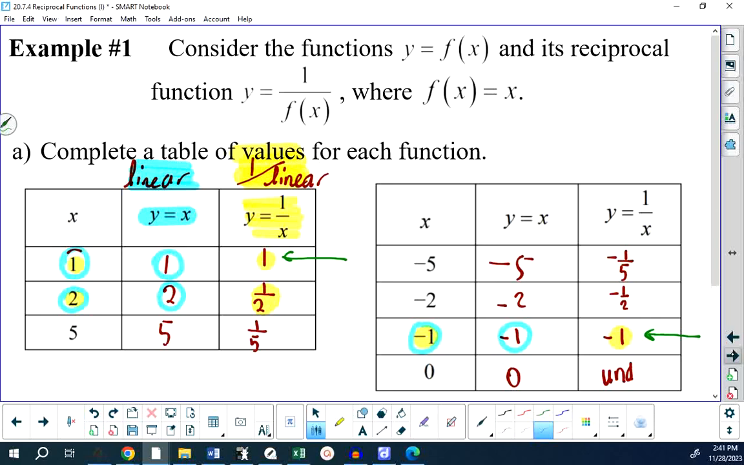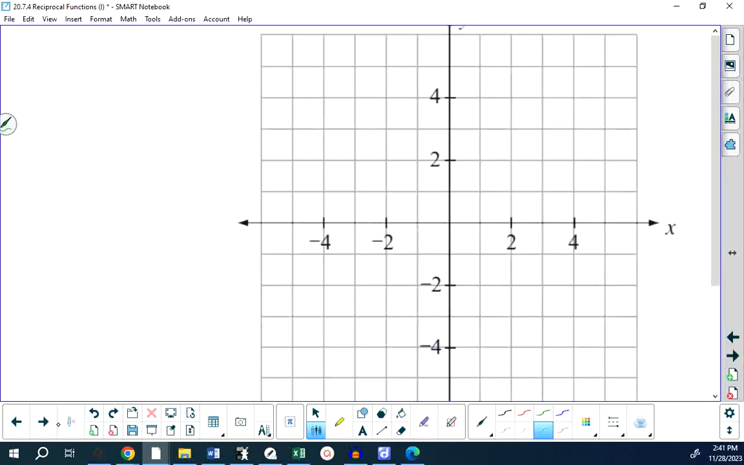Okay. So now what we're going to do is we're going to do some plotting. So let's plot y equals x first. That's really pretty simple. We have the following points to plot for y equals x. We've created 0, 0, 1, 1, 2, 2. I believe I went to 5, 5 in the table, didn't I? We went and included -1, -1, -2, -2, -5, -5.